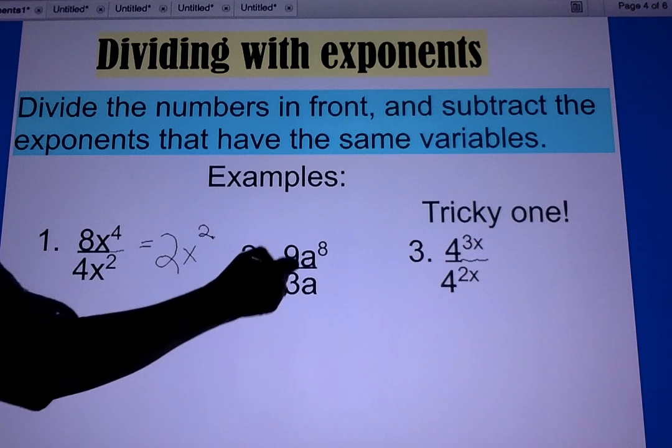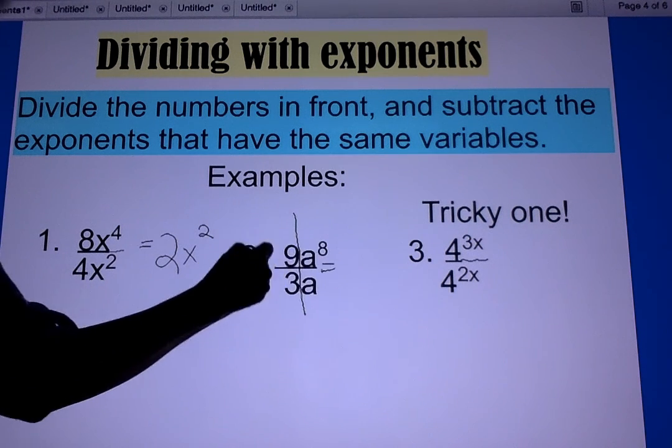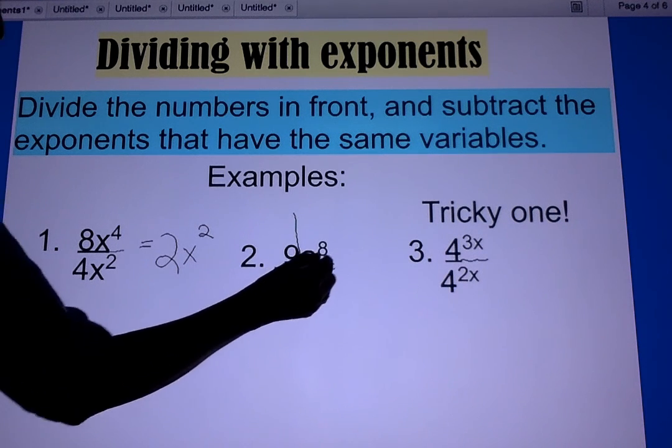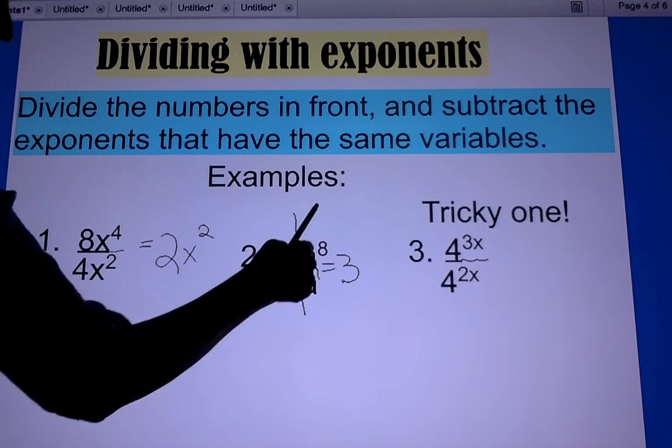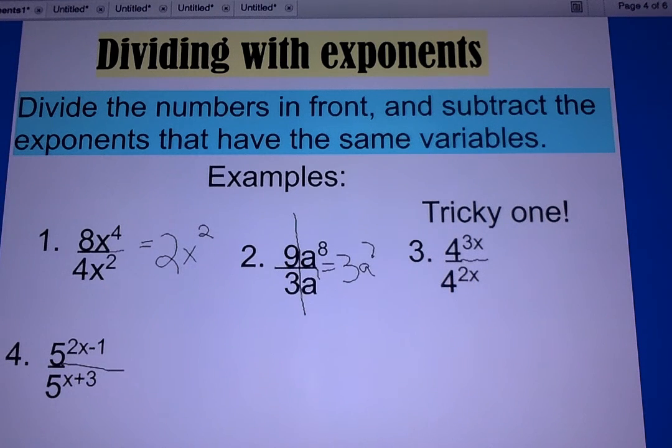This one, I divide this in front. If anything, I can also split it up like that. And I divide on the left, and I subtract exponents on the right. So 9 divided by 3 is 3. And 8 minus 1, a to the 7th. Okay, now it gets a little bit more tricky.